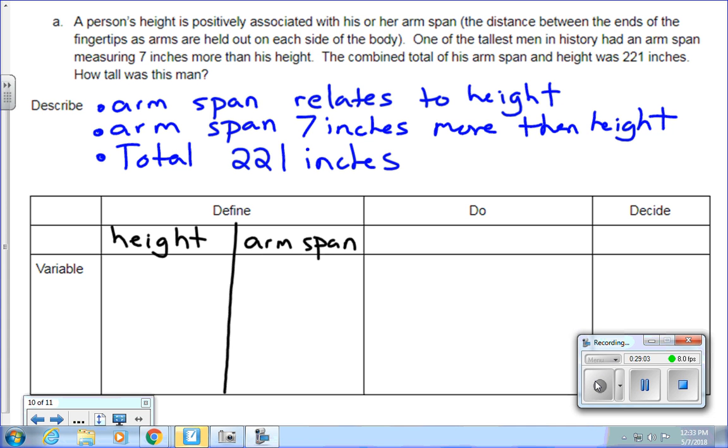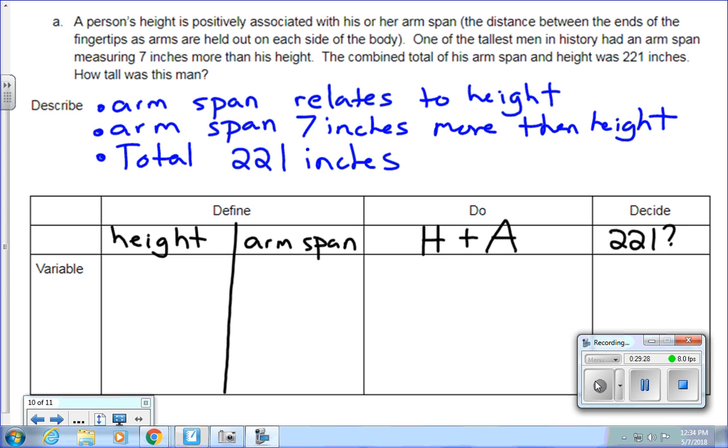So then what is our decide? What number are we trying to get to? What's the number we're trying to get to for the decide? Jenna? 221. How do we get that number? What do we do in the do section to figure out that number? What are we going to do? Allie? Yep, so we're going to add the arm span and the height.